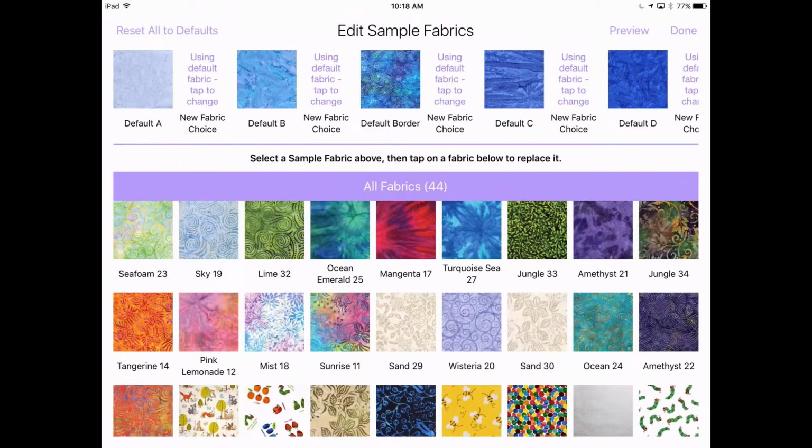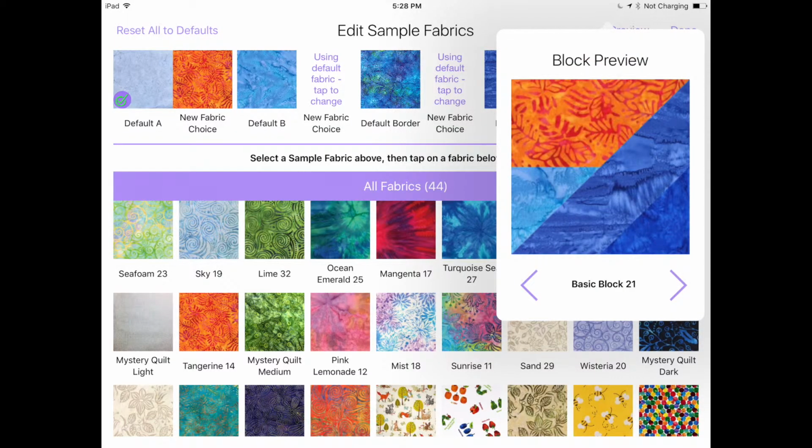First, find the sample fabric that you want to change by scrolling through the list at the top of the editor. Tap the new fabric choice to the right of that fabric. Next, tap the fabric you would like to use instead. Tap the Preview button in the top right corner to see how that fabric will look in the various blocks.